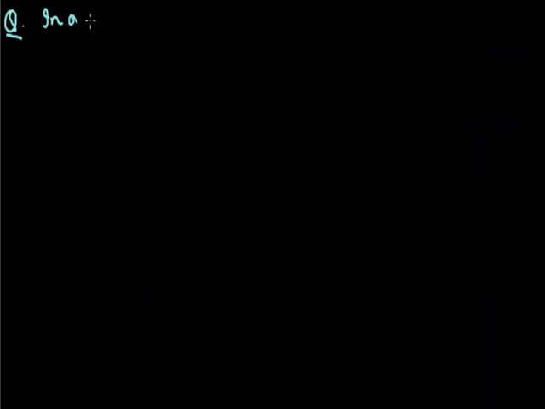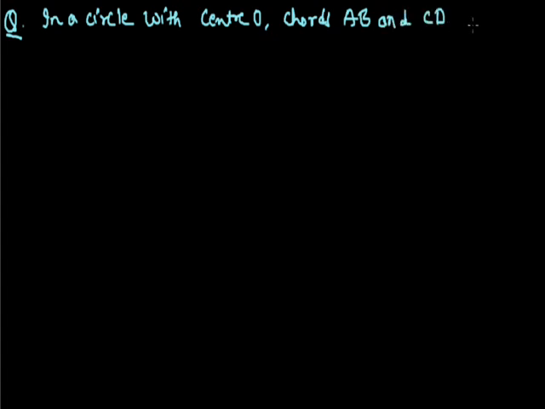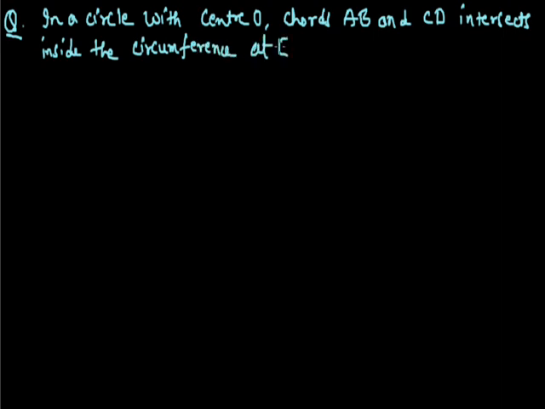Next problem. In a circle with center O, chords AB and CD intersect inside the circumference at E. Prove that angle AOC plus angle BOD is equal to twice of angle AEC.